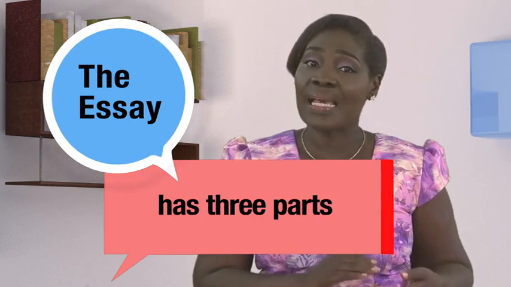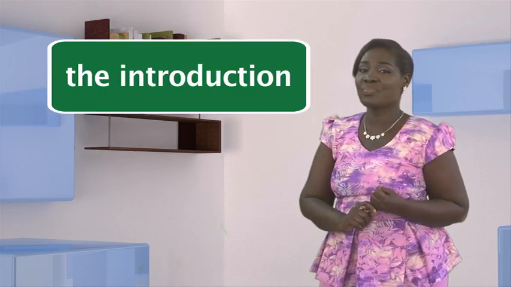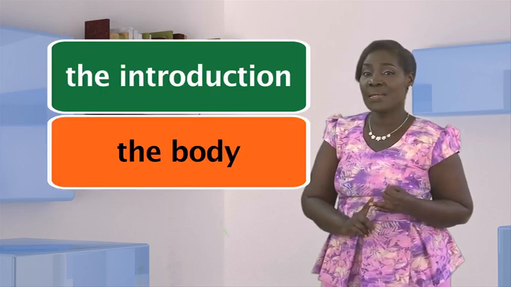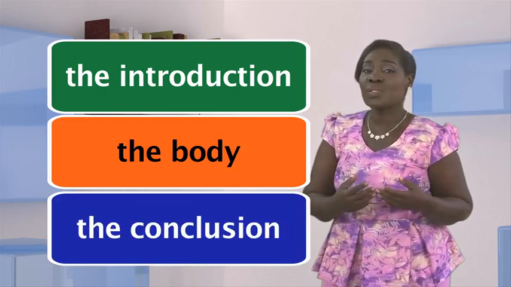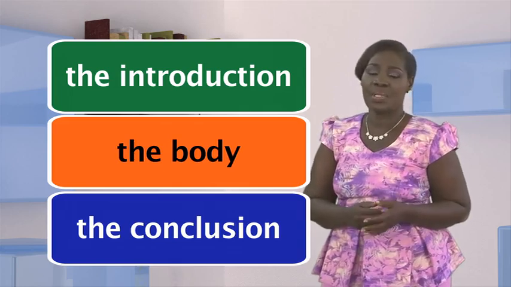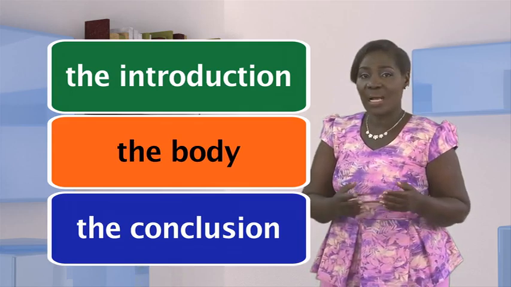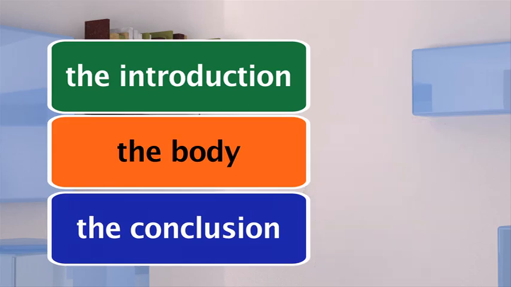Thus, the essay has 3 parts: the introduction, the body, and the conclusion. This is what is called the structure of the essay. Now, let us look at the parts that make up the essay. These are the introduction, the body, and the conclusion. Let us examine these more closely.